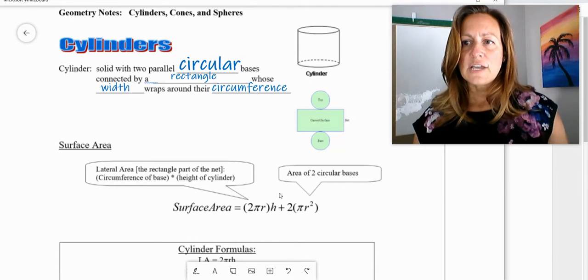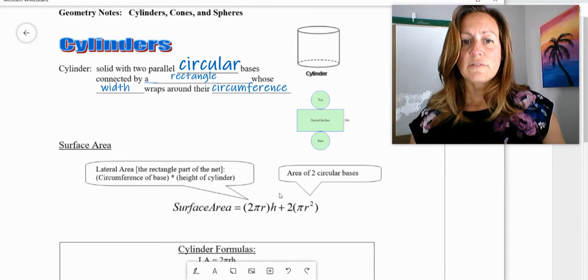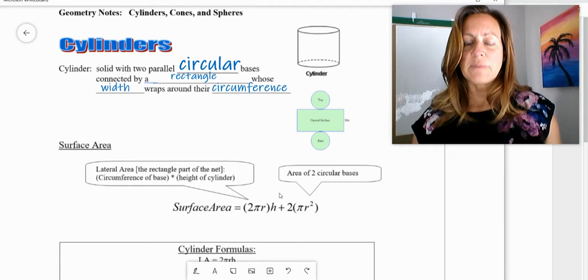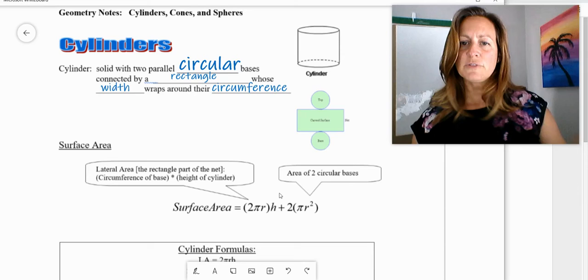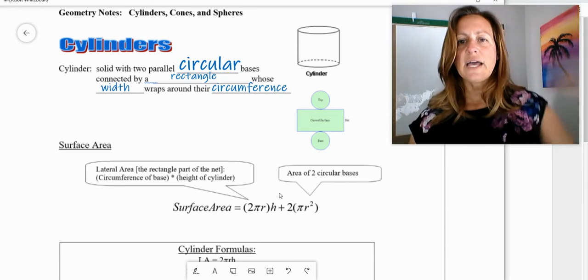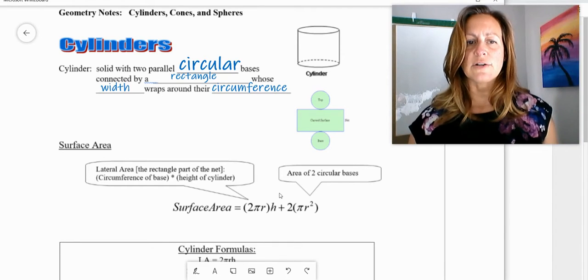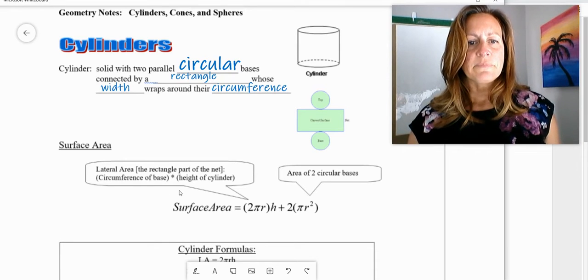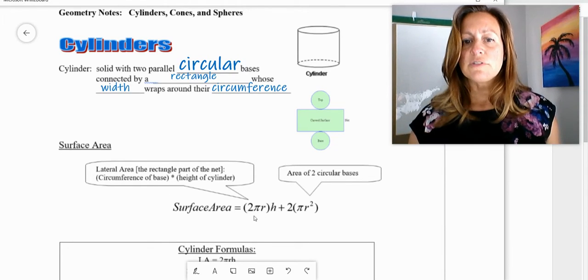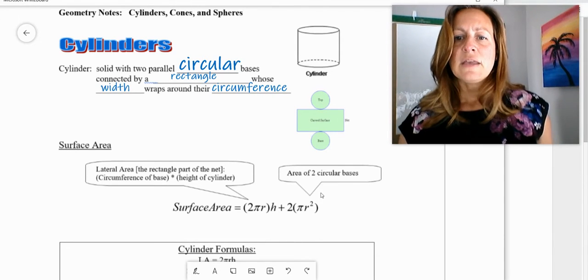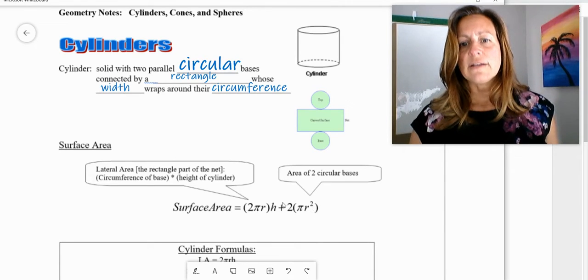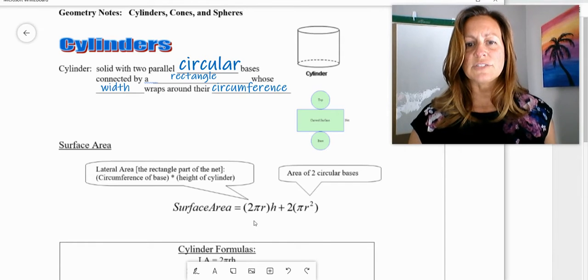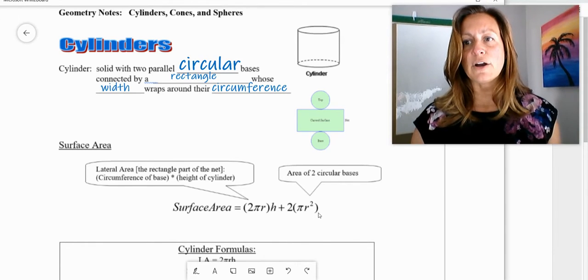And the width times length of a rectangle, or base times height, like when we did parallelograms, those would correspond to the circumference of the circle for the width, and then the height of the cylinder is the height of the rectangle. So the lateral area is the circumference of the circle, 2 pi r, times the height of the cylinder. The area of the two circular bases is just the area of a circle formula, pi r squared, and there are two of them. So the surface area is 2 pi r h plus 2 pi r squared.